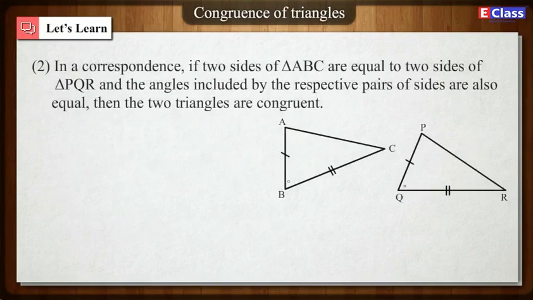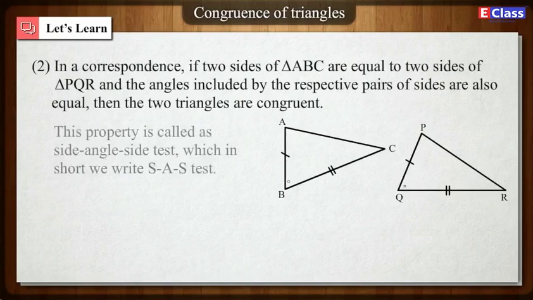2. In a correspondence, if 2 sides of triangle ABC are equal to 2 sides of triangle PQR and the angles included by the respective pairs of sides are also equal, then the 2 triangles are congruent. This property is called the side-angle-side test, which in short we write SAS test.